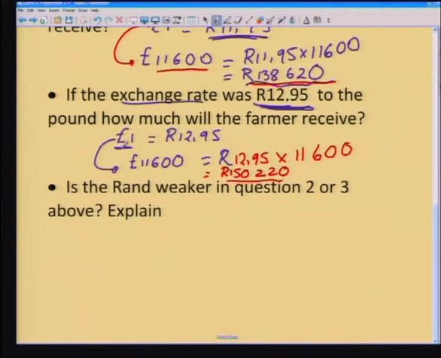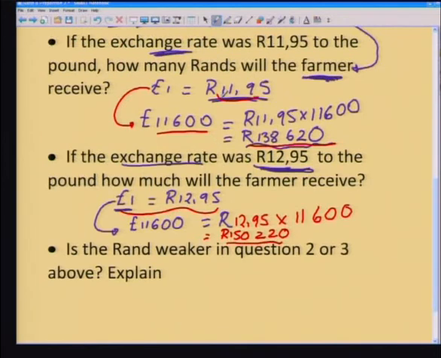The exchange rate has now changed. Now £1 costs 12.95, whereas it used to cost you 11.95. And is that good news or bad news for the farmer? It is excellent news, because now that the rand has weakened against the pound, the exporter, the farmer, the person that's selling his fruit, is getting more money out of it. So every time the exchange rate weakens, this is what I was saying to you at the beginning, this will become a better situation for exporters.